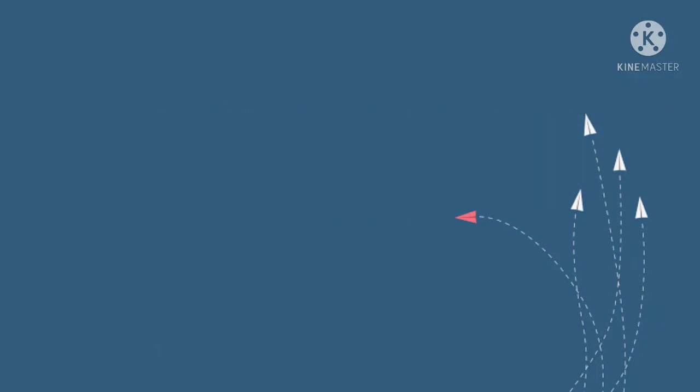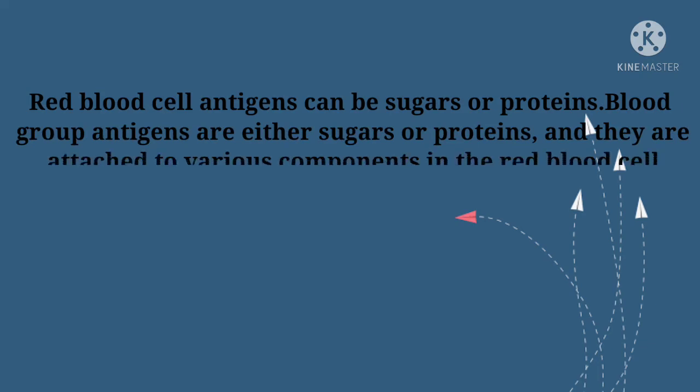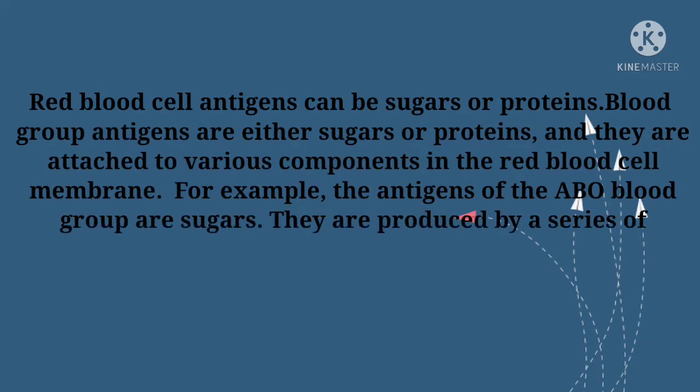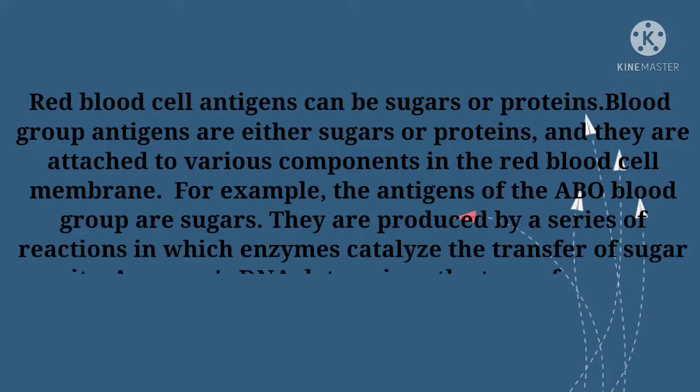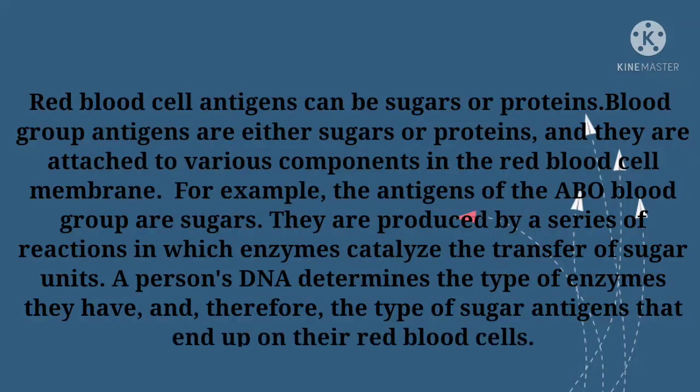Red blood cell antigens can be sugars or proteins. Blood group antigens are either sugars or proteins, and they are attached to various components in the red blood cell membrane. For example, the antigens of the ABO blood group are sugar. They are produced by a series of reactions in which enzymes catalyze the transfer of sugar units. A person's DNA determines the type of enzymes they have, and therefore the type of sugar antigens that end up on their red blood cells.